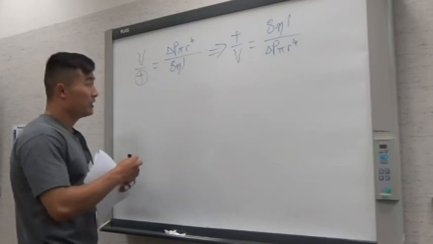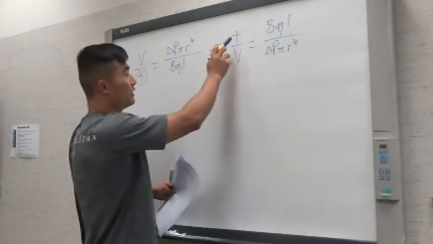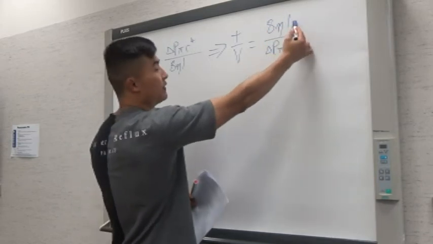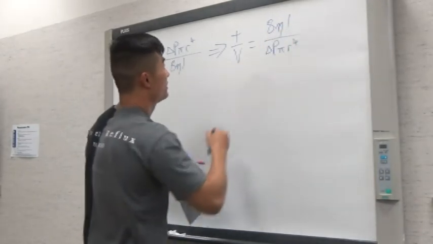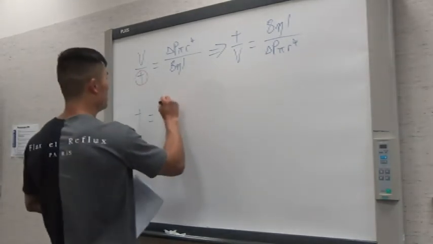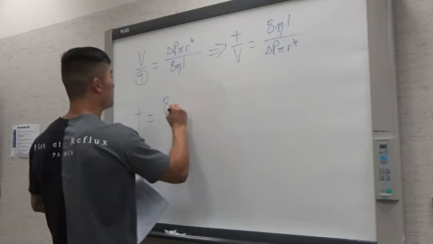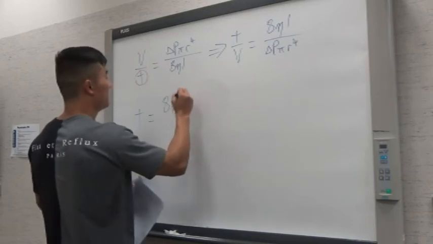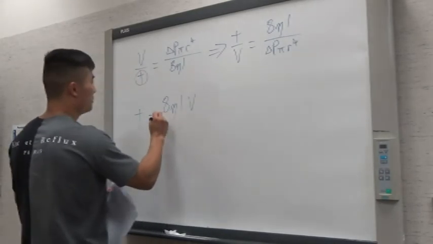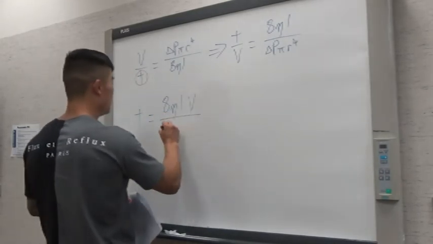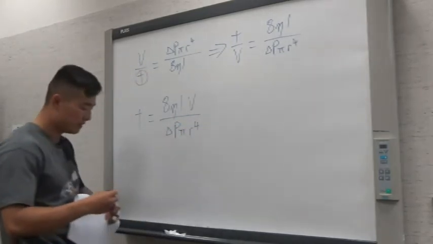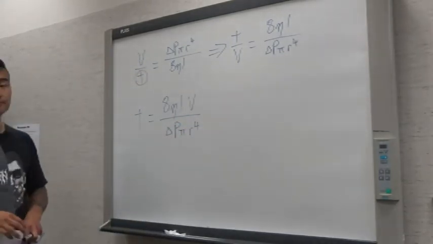So we want to get rid of the V because we want T on its own. So remember that if it's on the bottom, we can just send it to the top on the other side. So it's just going to become T is equal to 8 times viscosity times the length times the volume over delta P pi R to the fourth power. Okay?